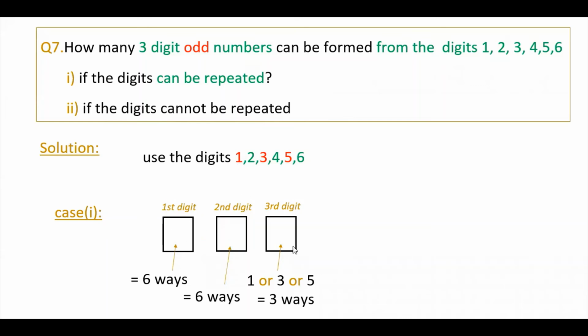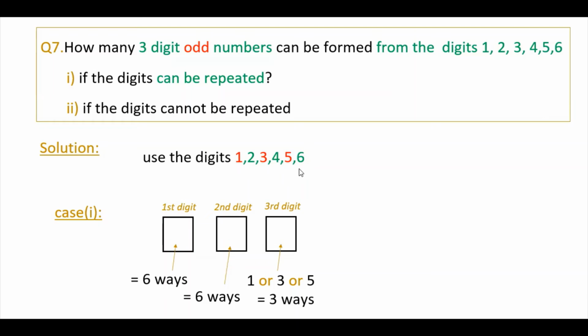So here 3-digit number we have to form, and that should be an odd number. So the last digit should be out of these numbers 1, 3, 5. You have to write 1 or 3 or 5. So here there are 3 ways because odd numbers. So these are the odd numbers. So you have to write only these 3 numbers. So 3 ways. And in the first digit, here it can be repeated.